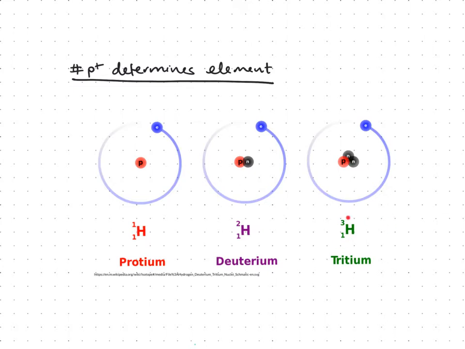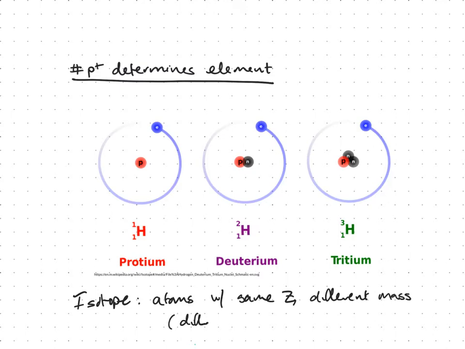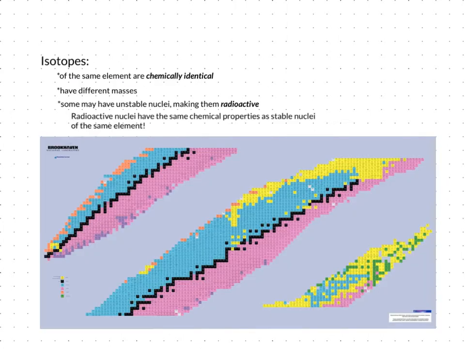So these three things that we're showing here, hydrogen, deuterium, and tritium, are called isotopes. These are isotopes of hydrogen. So isotopes are atoms with the same number of protons, so the same atomic number, but different masses. And that different mass comes from the different number of neutrons.